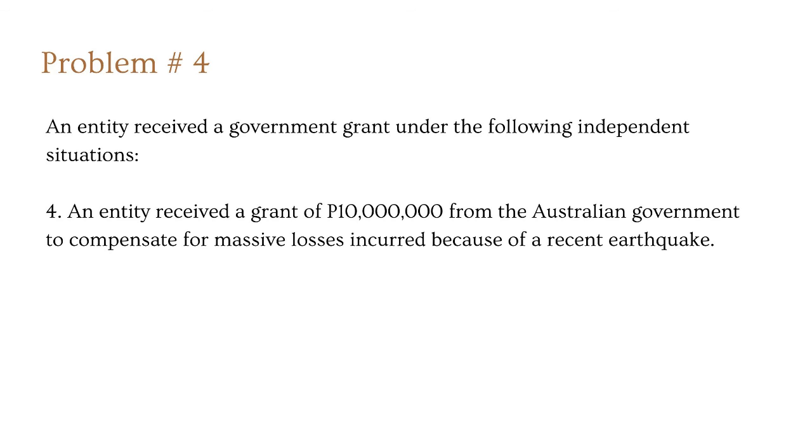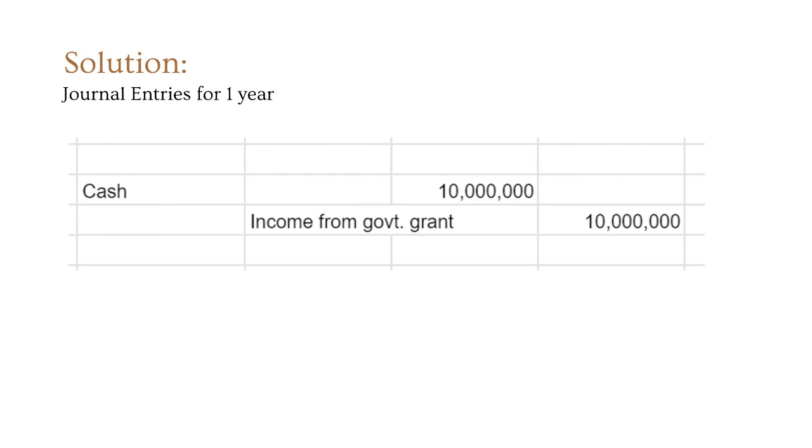An entity received a grant of 10 million from the Australian government to compensate for massive losses incurred because of a recent earthquake. So obviously, for this problem, the grant received by the entity is a compensation for losses incurred or as a financial aid. So note that PAS 20 uses the income approach. Thus, upon recording its journal entry, we will debit cash of 10 million, then a credit of the same amount as the income from government grant.